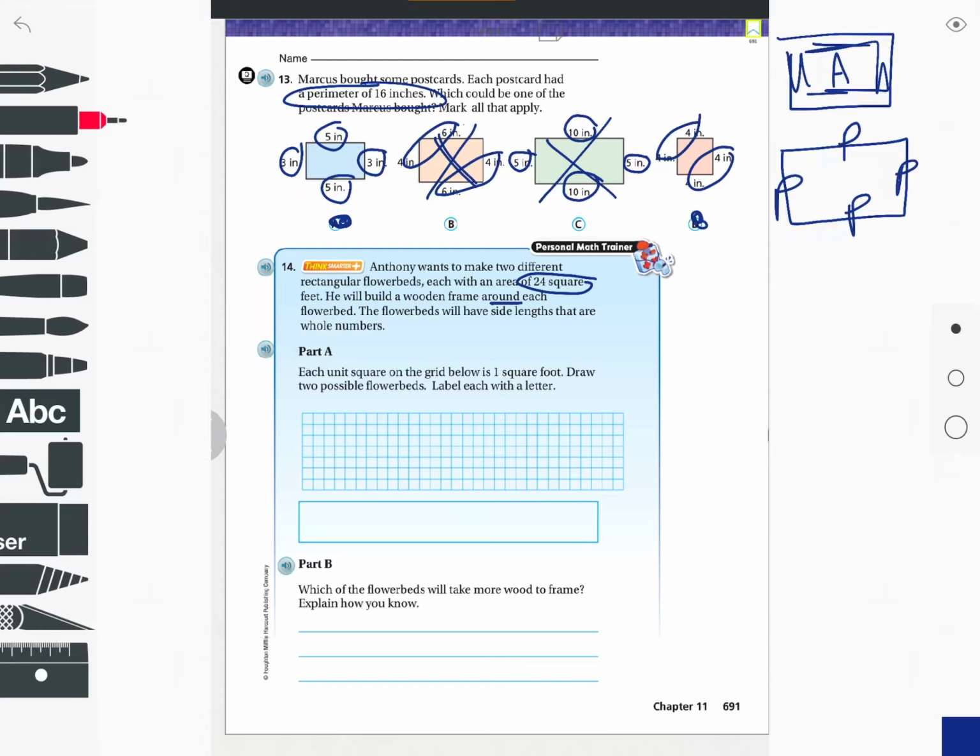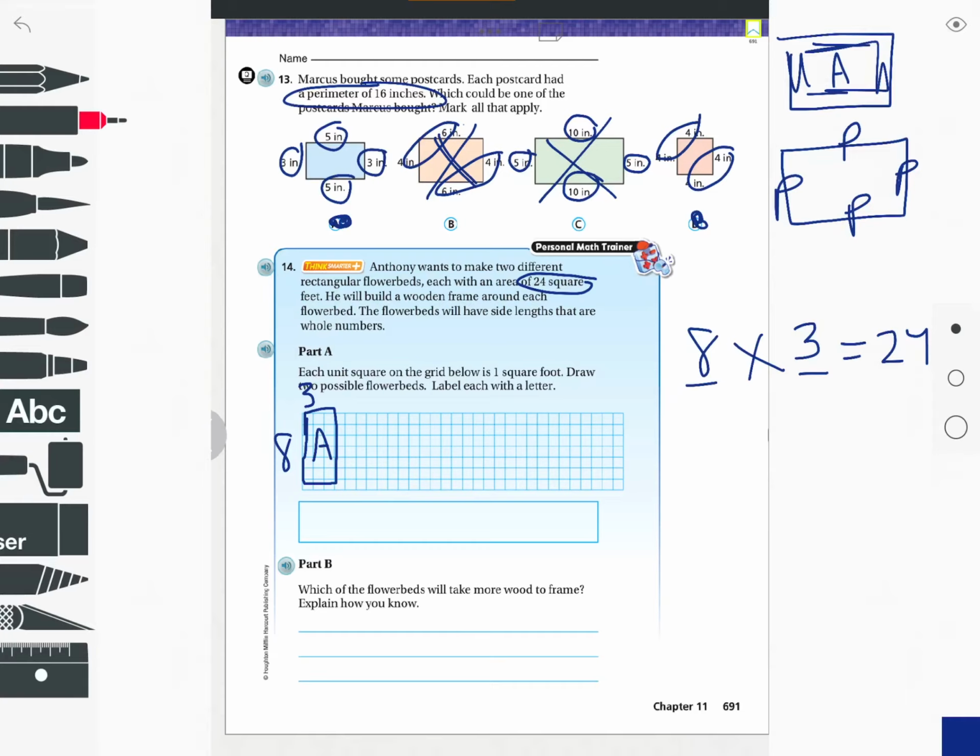So I need to make two different flower beds that have an area of 24. So I need to think, what times what will get me 24? Well, I know that 8 times 3 is 24. So I could make a flower bed or garden that's 8 by 3. So I could do 1, 2, 3, 4, 5, 6, 7, 8. 1, 2, 3. I think that's 8. So I have one side that is 8, one side that is 3. So the area of this flower bed A is 24.